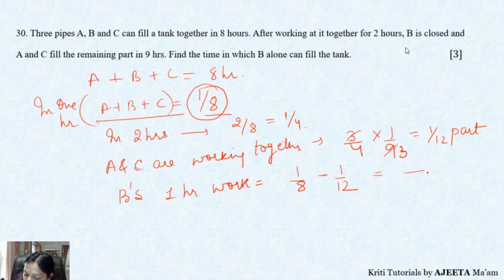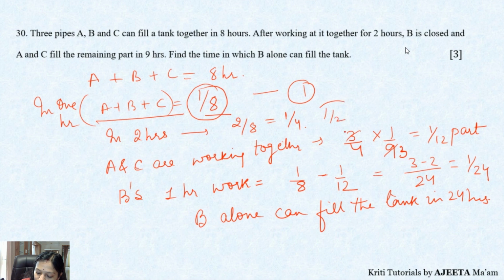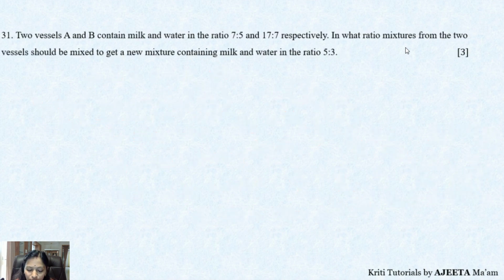So now what will you get? With 24 as the denominator, 3 minus 2, that is 1/24. So B will fill the tank in 24 hours. That's a simple question. 1 mark is for this, half mark for finding the work in 2 hours, A and C working together, that's a very important step, and half mark for your final answer. Clear? Very simple question, full 3 marks scoring. Now let's move on to the next.